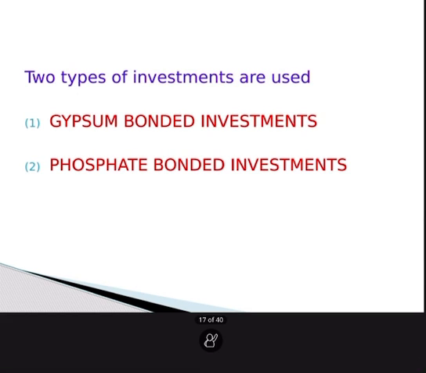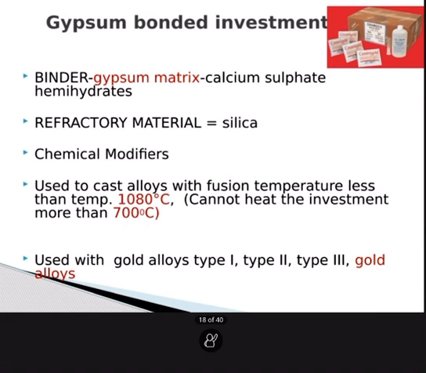There are two types of investment. One is gypsum bonded investment, and another is phosphate bonded investment. For the gypsum bonded investment, it has a binder, because it is gypsum bonded, so definitely it's a gypsum matrix, that is calcium sulfate hemihydrate. Then it has a refractory material, that is silica. What is a refractory material?